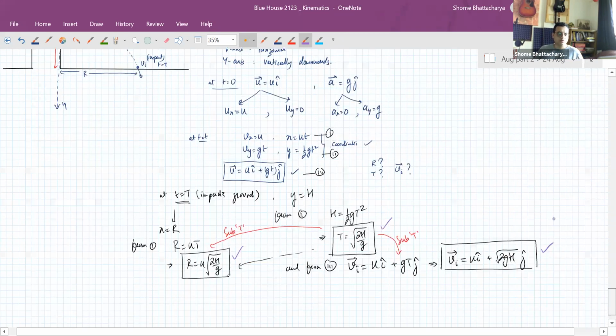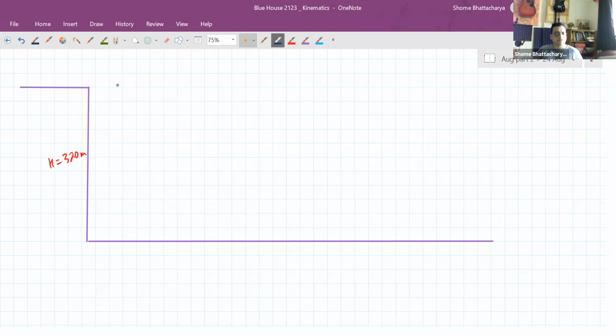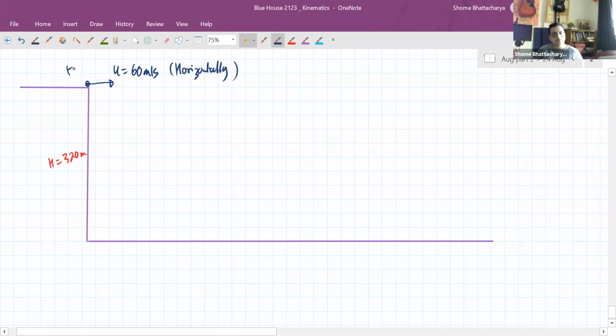Okay, people. So hope this is clear. Let's look at a quick example problem. Let's say we're throwing an object from a height of 320 meters, and we are projecting it with a horizontal velocity of 60 meters per second horizontally at t equal to 0. Take the value of g as 10.